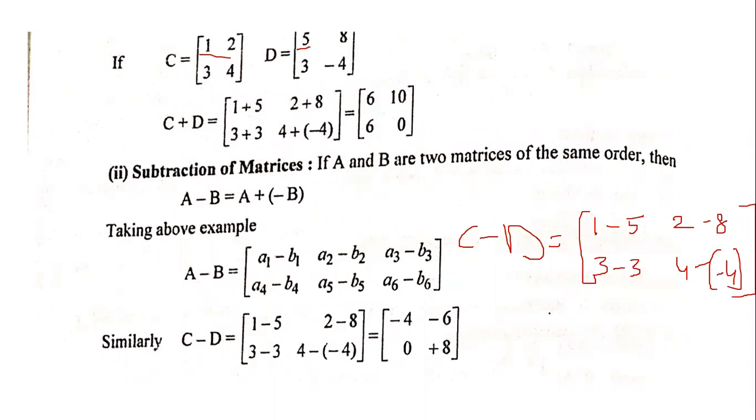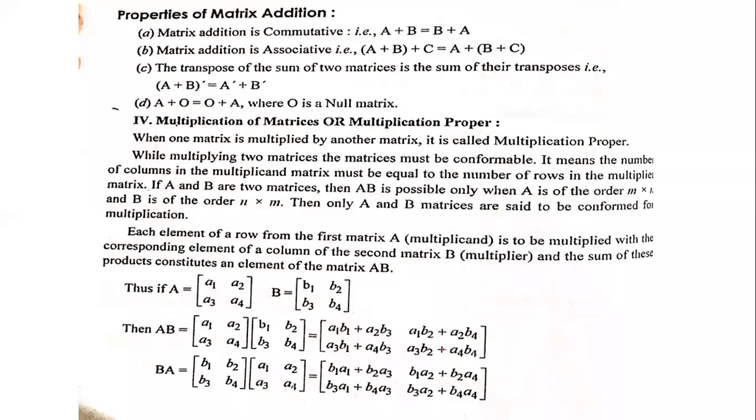Now, let us find the result. C minus D is a new matrix where 1 minus 5 is minus 4, 2 minus 8 is minus 6, 3 minus 3 is 0, 4 minus of minus 4 is 4 plus 4, which is going to be 8. Okay, so this is how you find the subtraction of a matrix. Did you all understand the subtraction of a matrix? Yes or no? Everybody understood?